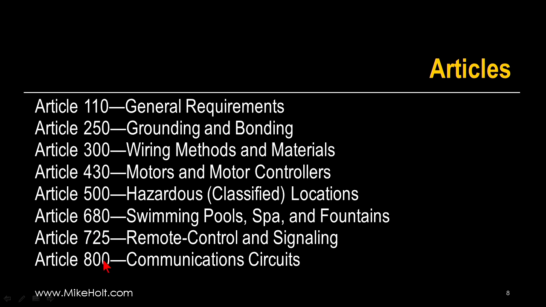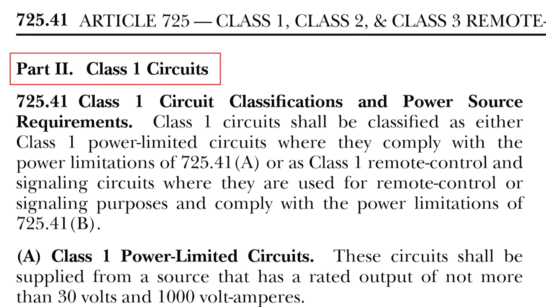So the code is broken into 9 chapters. There are articles within the 9 chapters, and as they're titled, 100, 110, Chapter 1; 250, 240, 210, Chapter 2; 400, 410, 425, 430, Chapter 4. So just to give you an idea, you have chapters, and you have what are called articles.